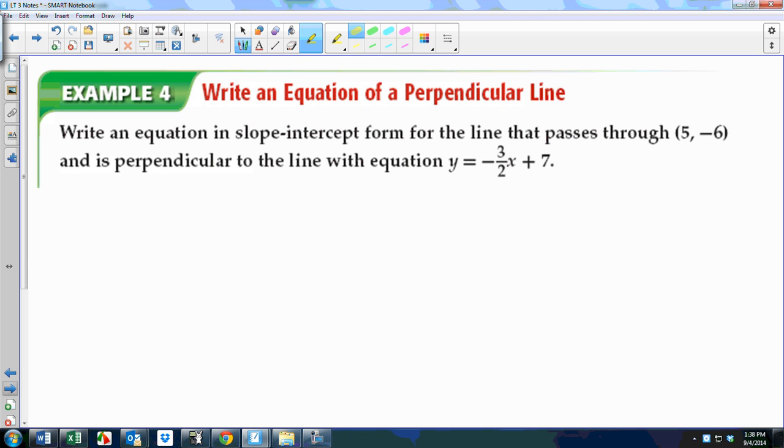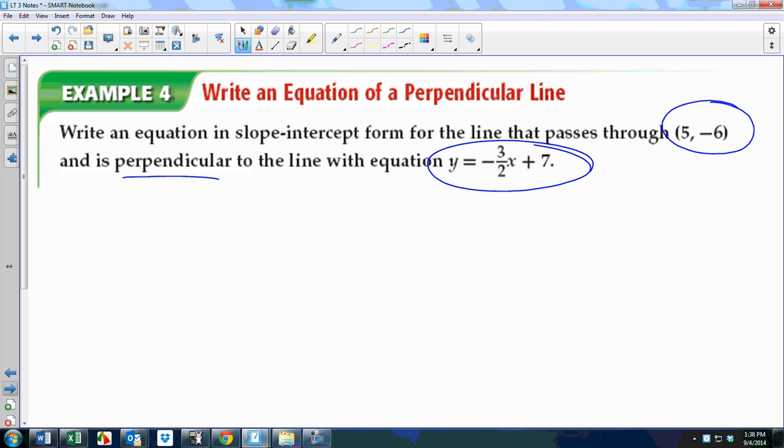All right, so last question, last problem for the notes. Example 4. Write an equation in slope-intercept form for the line that passes through (5, -6) and is perpendicular to the line with an equation y equals -3/2x plus 7. So there's all our information. We need an m and we need a b. We're going to start with the m. What is the slope of the line that they gave us?